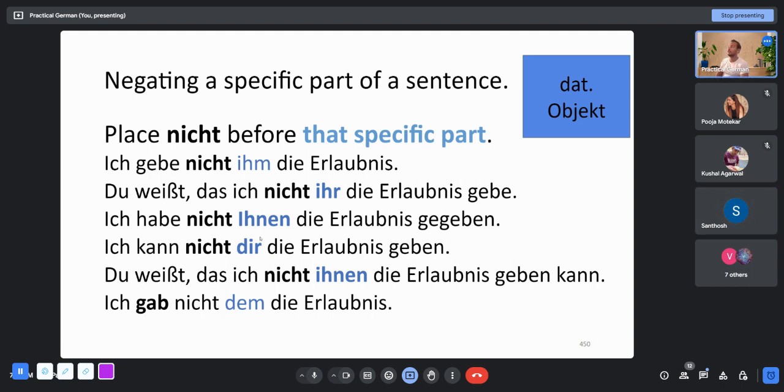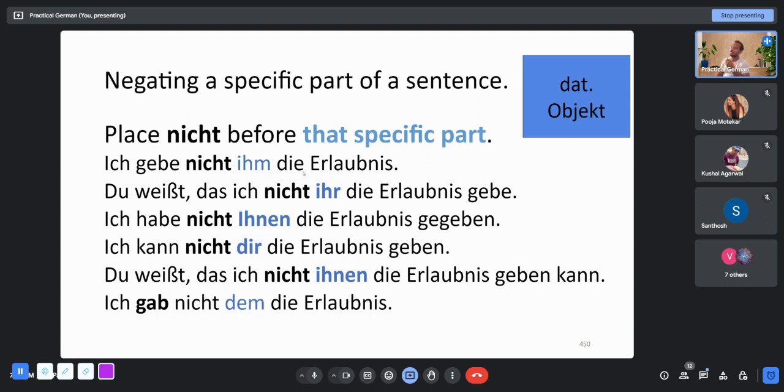If you see, if there was only ich gebe, I would have said ich gebe nicht. Now you can ask, can I also place it before the Erlaubnis? Yes, you can place it. It depends on what you are trying to negate. Now you will ask, how do I know what I'm trying to negate?